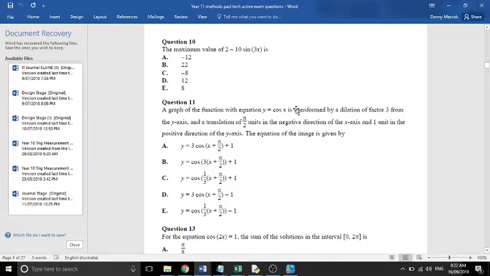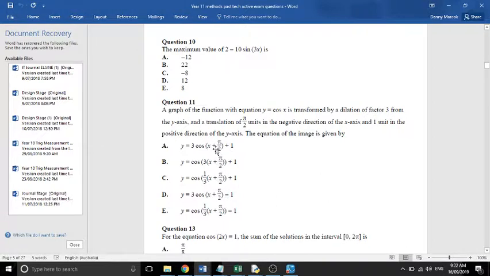Graph of this function, cos of x is transformed by a dilation of 3 from the y-axis, a translation of pi on 2 in the negative direction of the x-axis, and then 1 unit up. So it's going up by 1 unit, going to the left by pi on 2, and being dilated 3 from y. If we look at all of our graphs, a positive direction of the y-axis means we've got to do a +1. So it's one of these three. Then it's going pi on 2 in the negative direction, so it's going to be plus pi on 2.